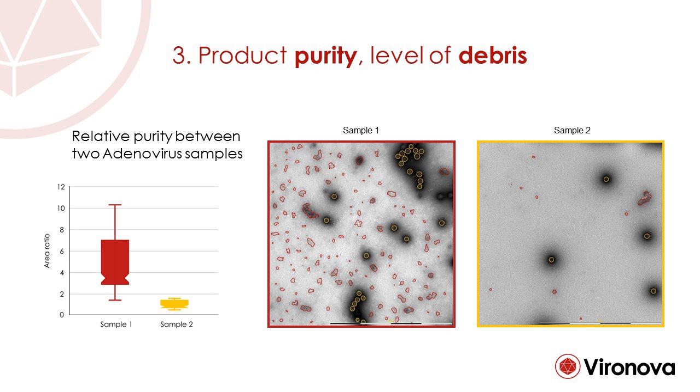The next on the list was purity and the amount or level of debris. And this is also a perfect analysis for the automation in the Minitime system. So we conducted the same approach I showed you before. And then we measured the relative purity from two different samples. We measured the purity by looking at the ratio of the area between the class of adenoviruses and the background debris. So we have a plot to the left.